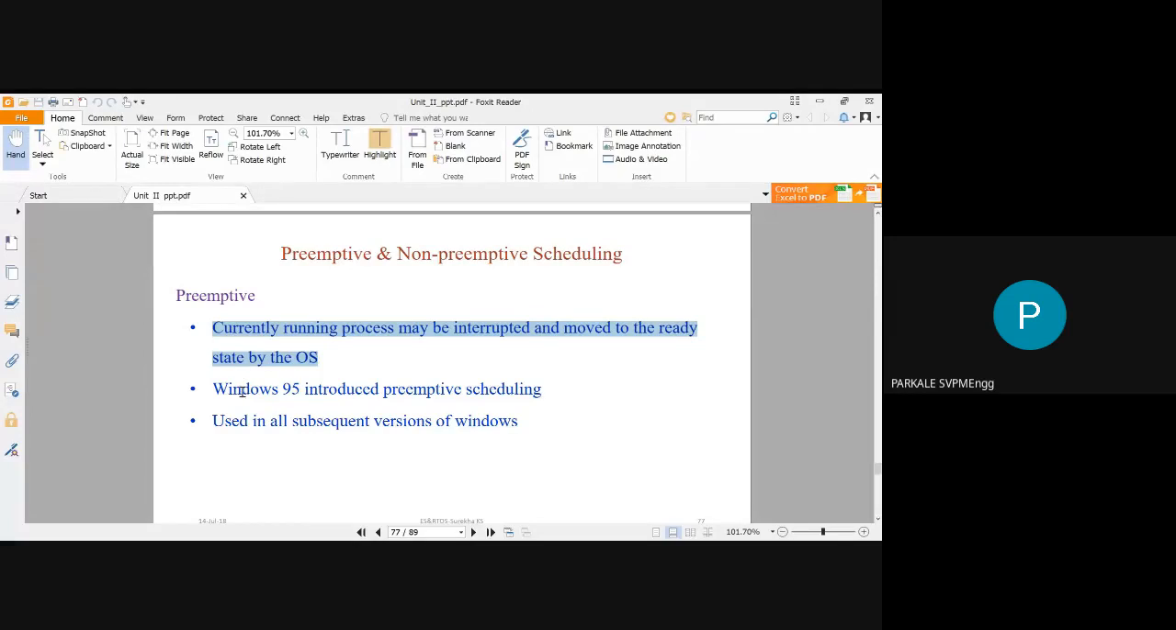Windows 95 introduced preemptive type of scheduling, and it is used in all subsequent versions of Windows. So you should know that in desktop also you have these kinds of options. But don't worry about the desktop, just concentrate on the RTOS only. I think it is clear. What is non-preemptive? What is preemptive? Preemptive means whatever the important task is there, that task is executed first, and only after that the non-important tasks get executed.